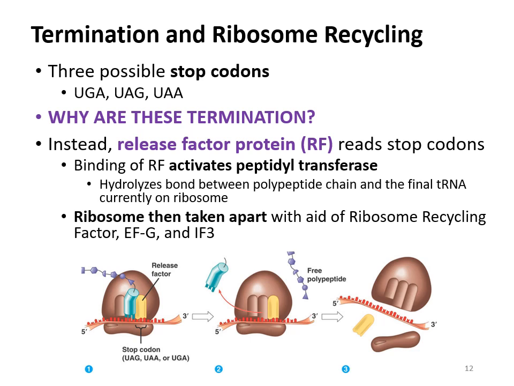Instead, what reads these stop codons are called release factor proteins. So the release factor protein binds to that spot instead, and it basically will activate. Once it's bound to that spot, it will activate peptidyltransferase that's going to cut the bond between the polypeptide, so the protein, and the current tRNA, the very last tRNA that's on the ribosome at that moment.